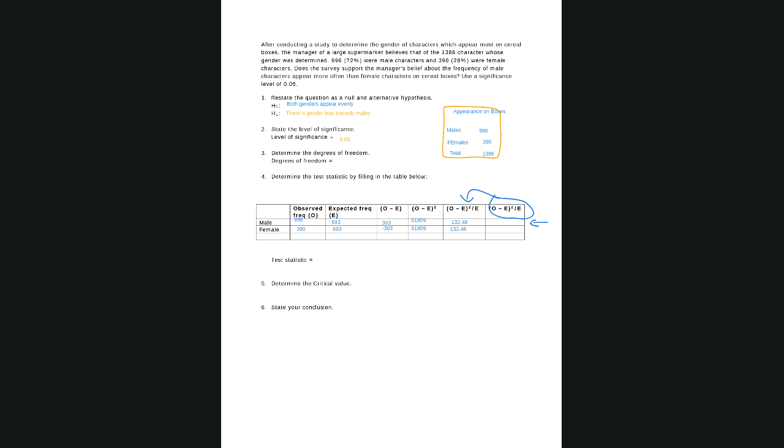This table here is the most marks for this question, which is why it's a 10-mark question versus a 6-mark question for hypothesis testing. Be right back.